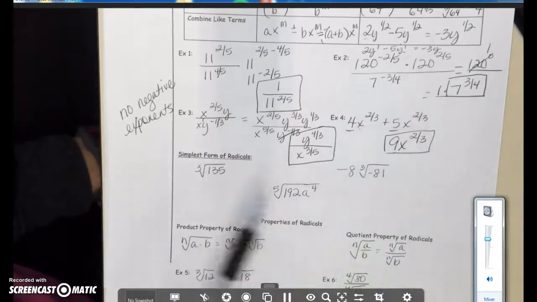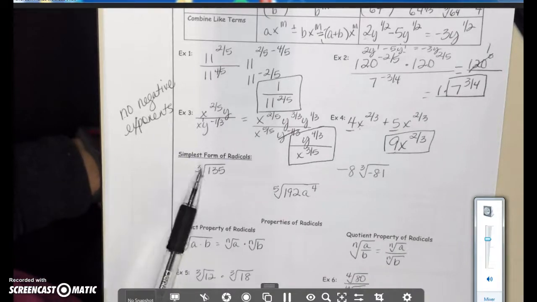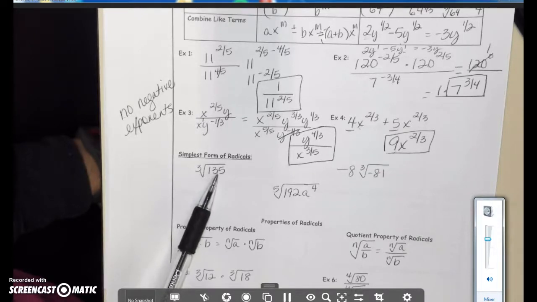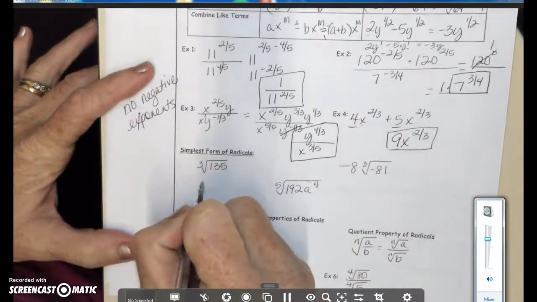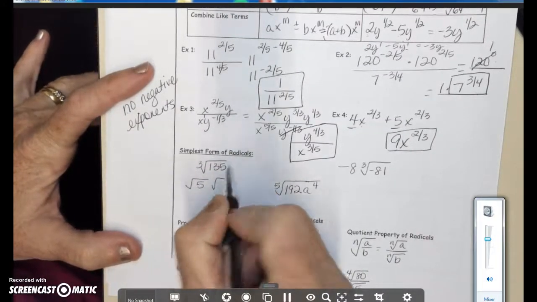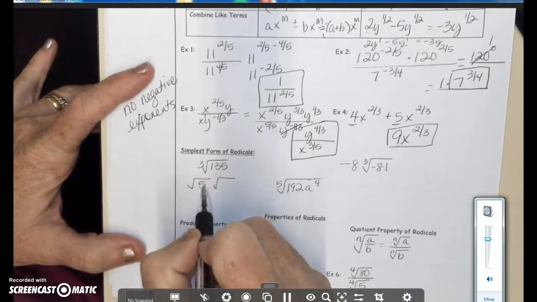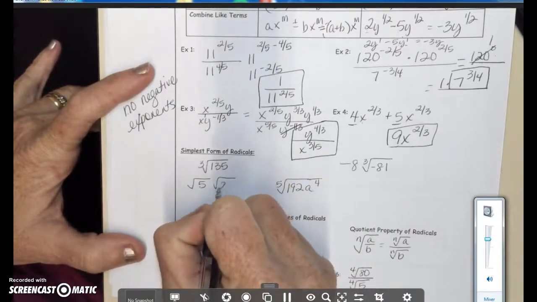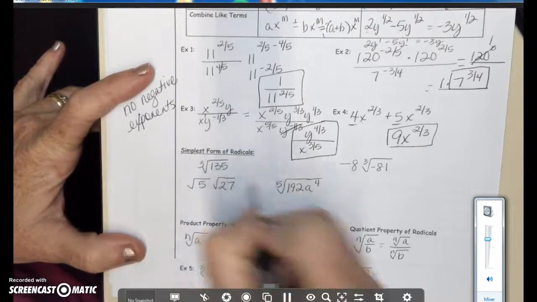Okay, so we've got to think about here. We need 3 of the same number that multiply together to get 135, or as much of that as we can simplify out. So let's start to break this down. I know I can put 5 into 135, and that is going to go in how many times? So 5 goes in there twice, and 5 goes into 35 7 times.